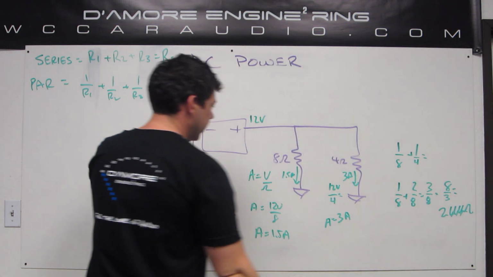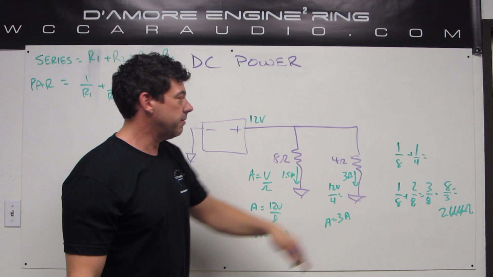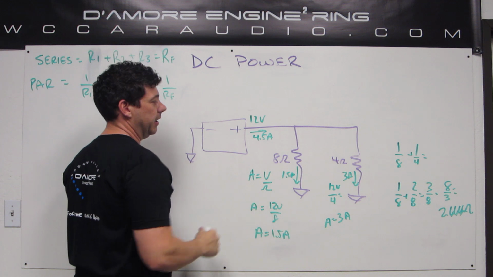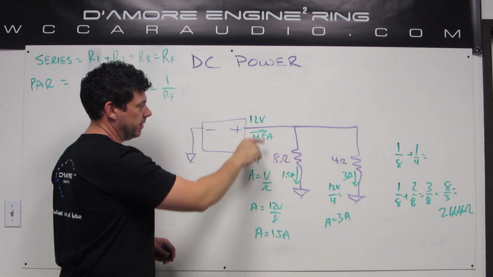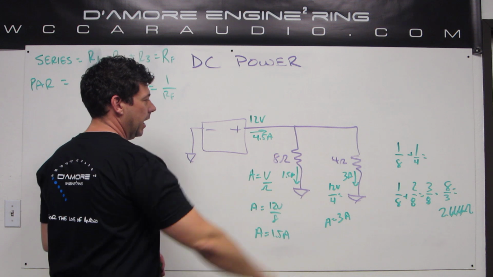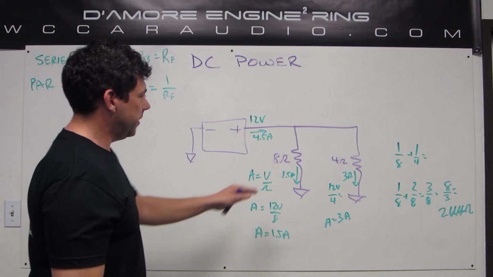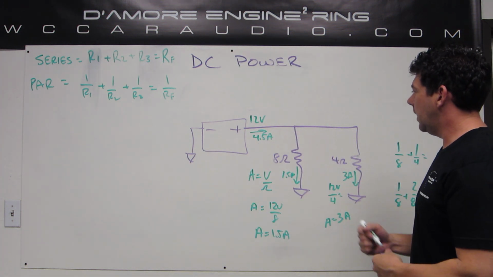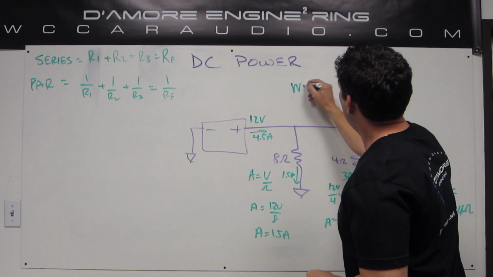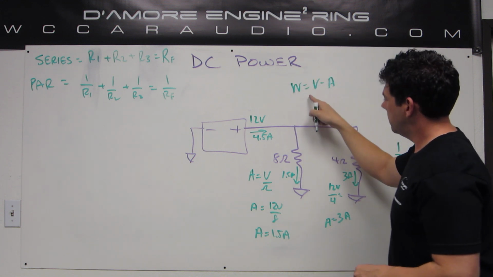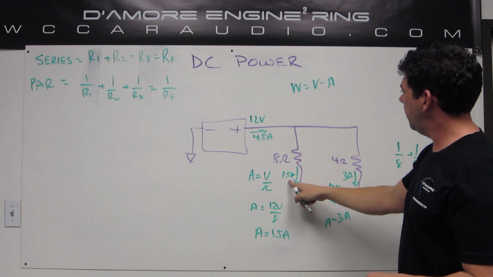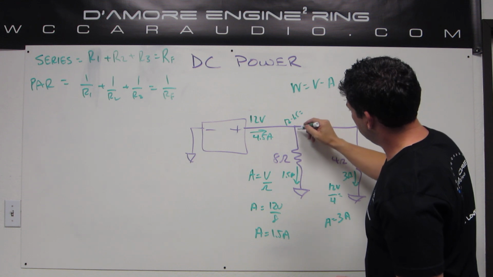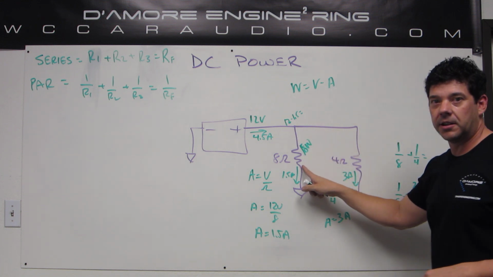Well, if there's 1.5 amps going down this road and 3 amps going down this road, then that means over here at the source there must be 4.5 amps leaving the battery, because the total of all these loads has to equal what's coming out of our source here. So we have 4.5 amps total. Now let's figure out what happens to the power in these situations. Well, an easy one here would just be volts times amps. Power equals volts times amps. So we've got 12 volts and 1.5 amps. So the power on this resistor is 12 times 1.5, which would equal 18 watts. 18 watts on this guy.